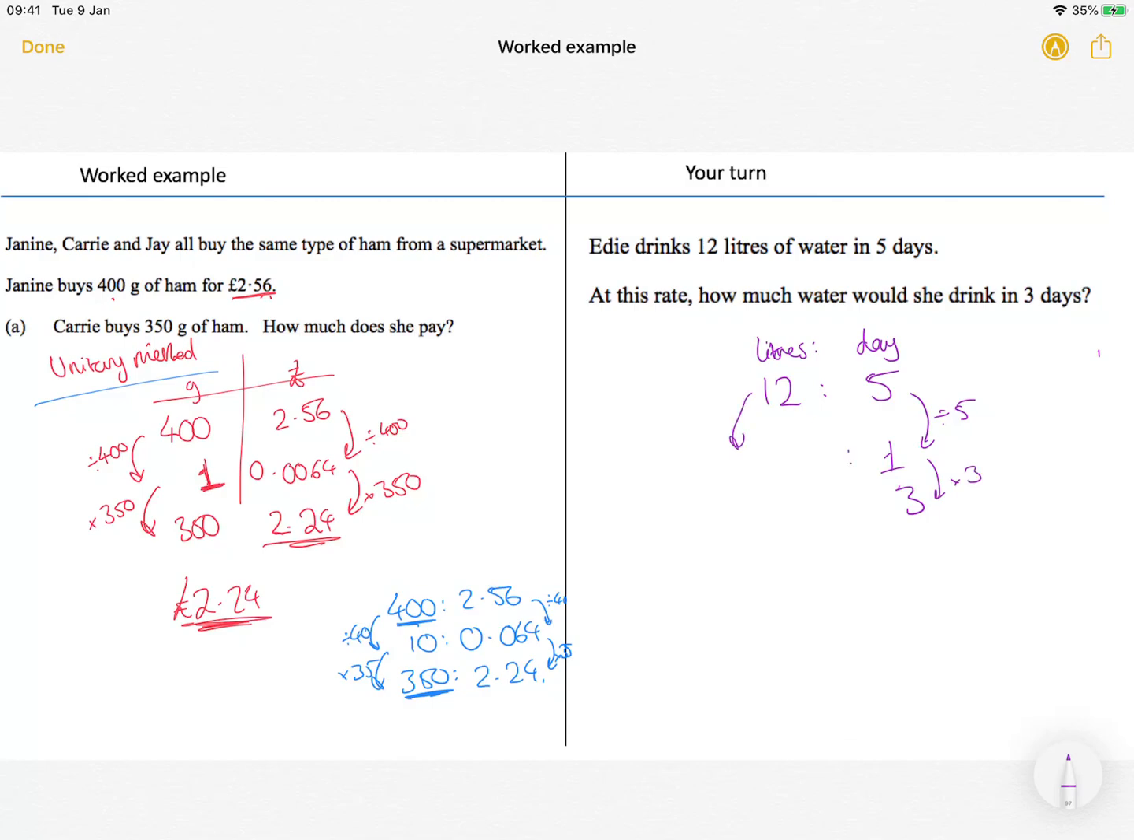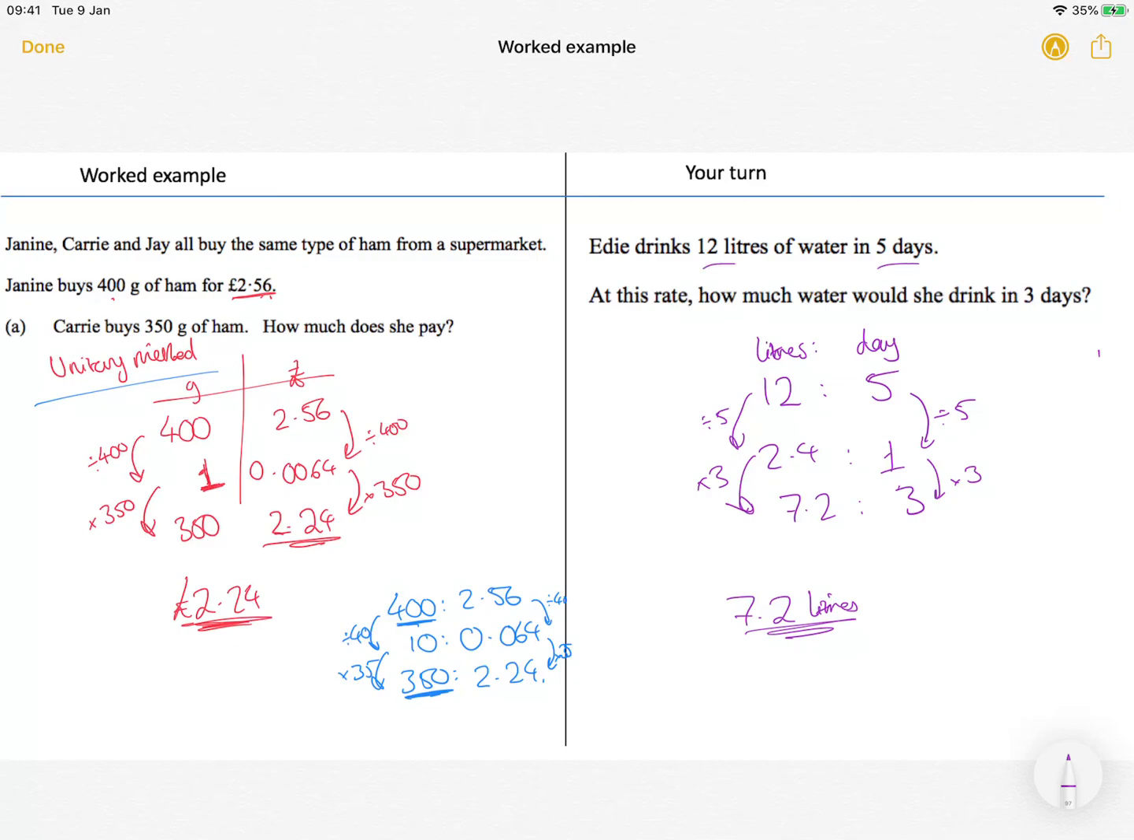So I need to do the same to this side. Divide by 5. I could just leave it as a fraction as 12 over 5. Let's just leave it as a decimal, 2.4. Times that by 3, we get 7.2. So in 3 days, she would drink 7.2 litres. Again, it looks like it says limes.